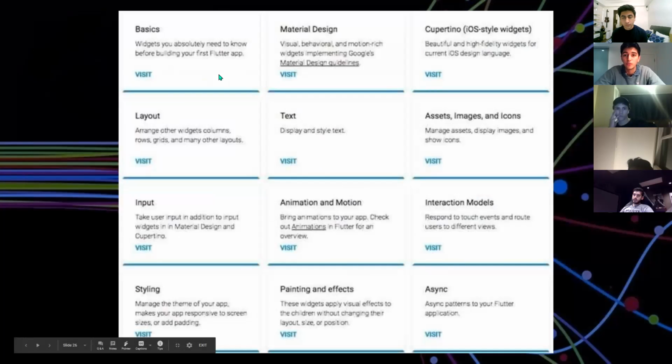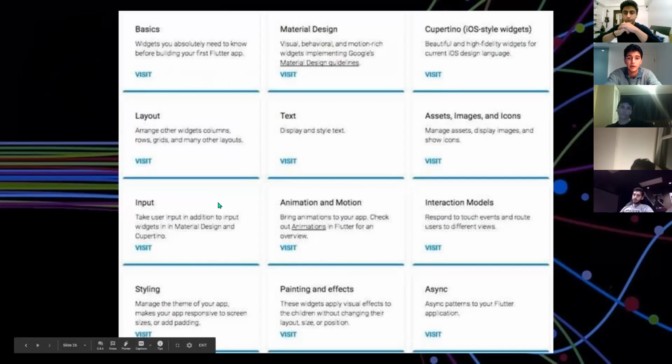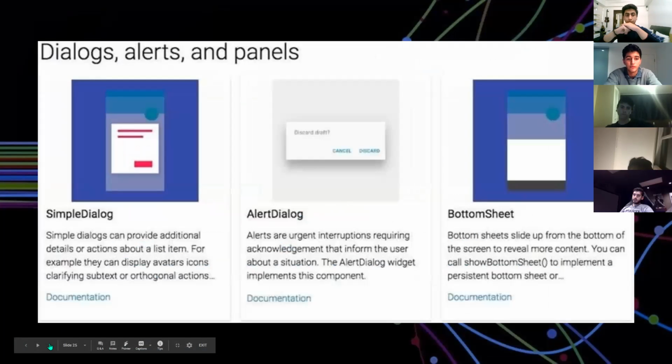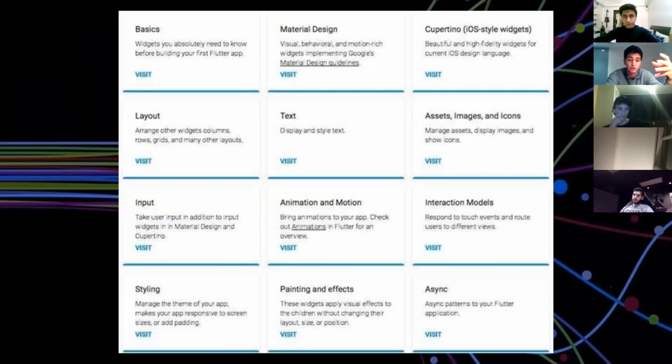Basics, material design, Cupertino. Cupertino is the big one for iOS development. Every single thing in the Cupertino library exists outside of it. So if you have, for example, this layout widget here, alert dialog, there's an equivalent Cupertino alert dialog, which is the equivalent form for iOS devices that has a specific look to it, a specific UI that matches the way that an iPhone looks. So it looks more like an Apple app rather than an Android app.